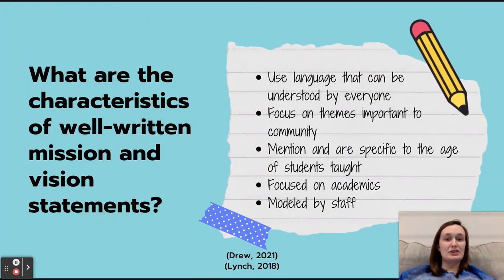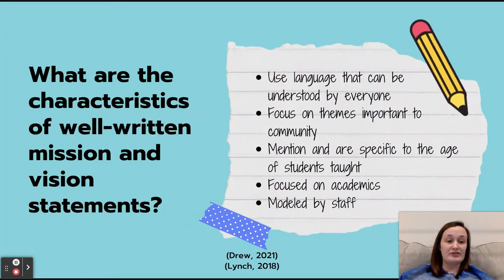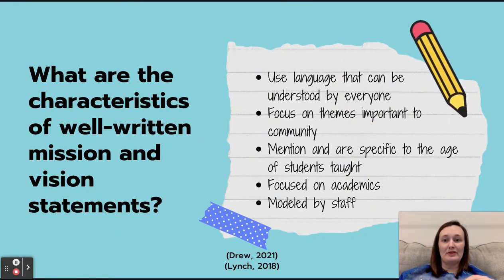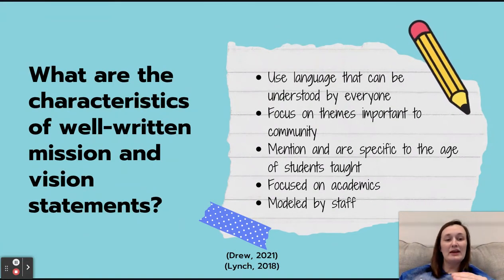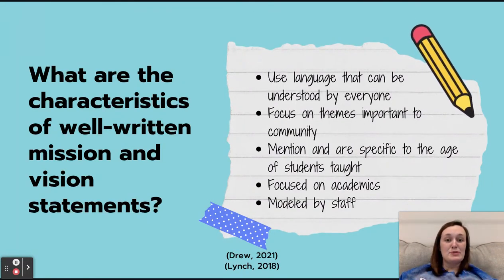And these statements mention and are specific to the age of the students taught. So a lot of preschool visions have themes of sharing and educating the whole child, but high school mission and vision statements have more to do with preparing students to be adults in the 21st century. They're two very, very different things. But regardless, they should be very focused on academics. We are a school, and it should be modeled by staff.